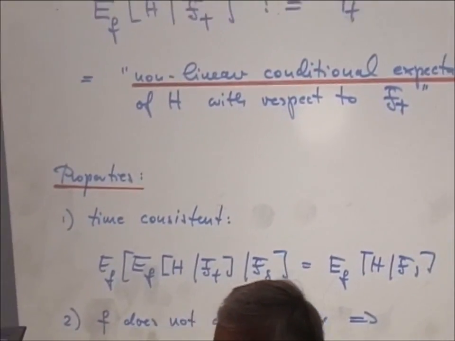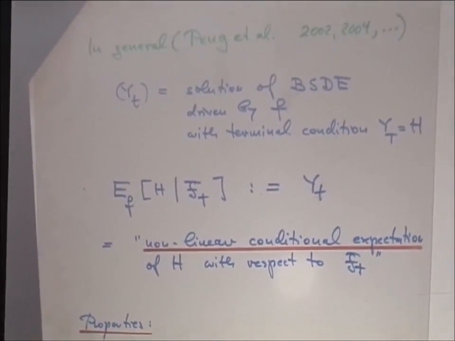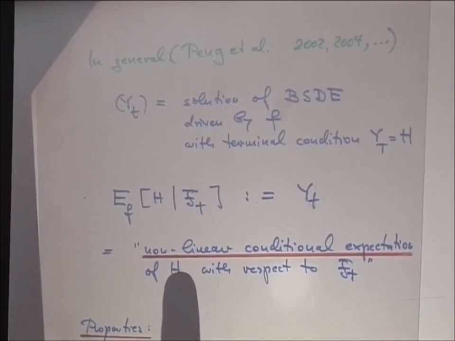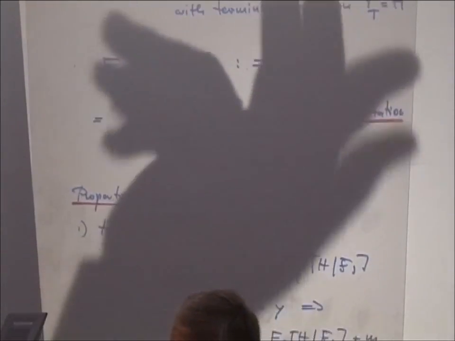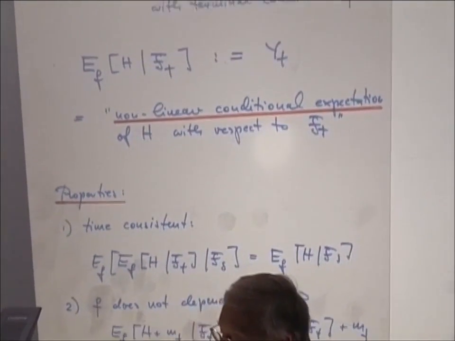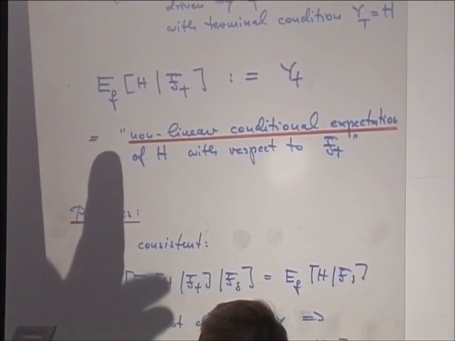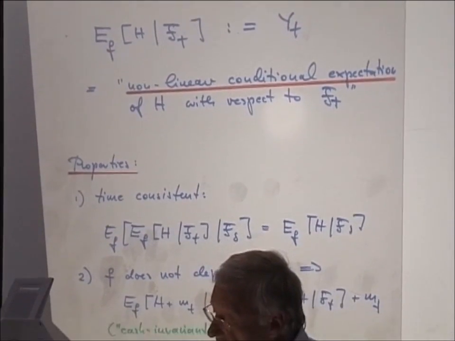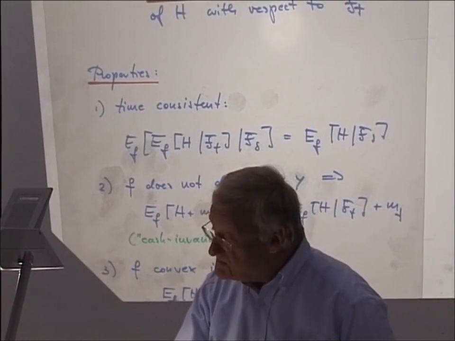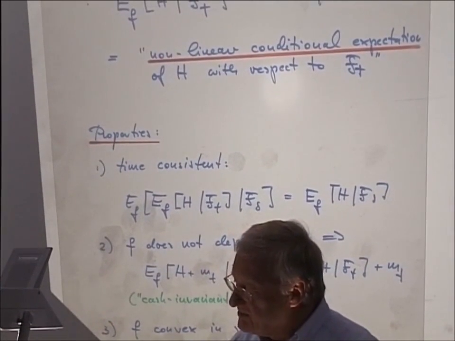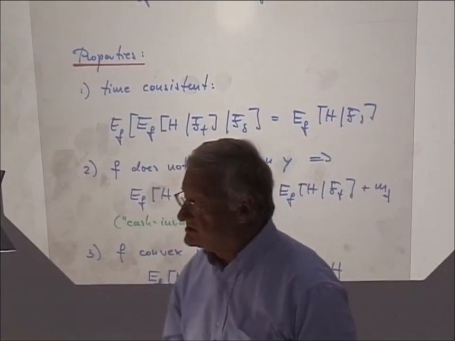Just in general now. Peng in particular has recently proposed to define, whenever you have a solution of a backward stochastic differential equation driven by some function f with terminal condition h, and we take the solution here, let's view that as a certain nonlinear conditional expectation of h with respect to the information F_t. Now if you do have a solution of such a backward stochastic differential equation, you see immediately that you get time consistency.